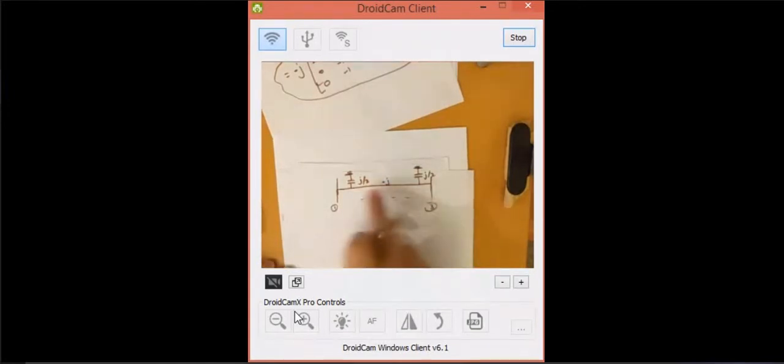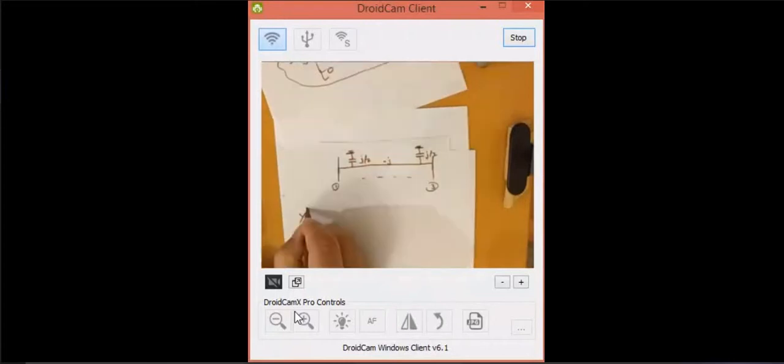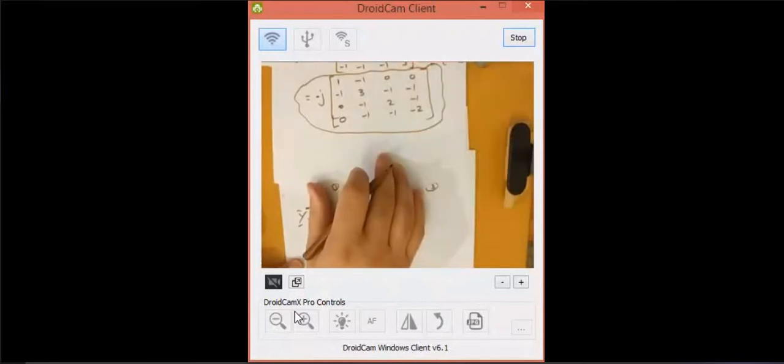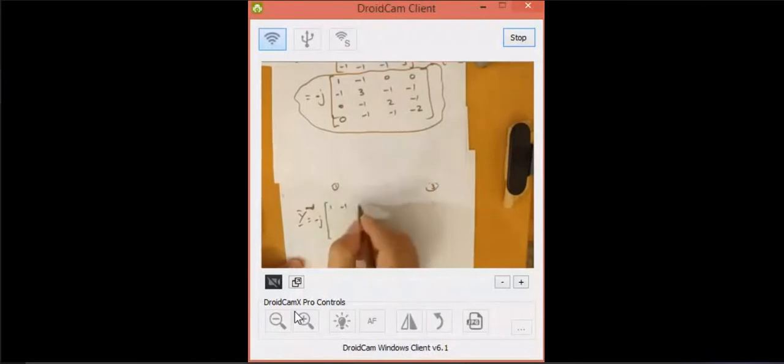Okay, how do we find Y modified? It is equal to the last one we reached here. So it is equal to minus J times: 1 minus 1 0 0, minus 1 3 minus 1 minus 1, 0 minus 1 2 minus 1, 0 minus 1 minus 1 minus 2. No, plus 2, sorry.